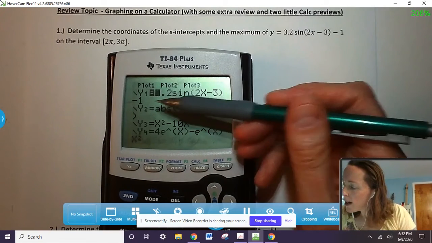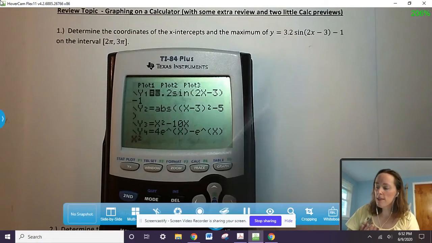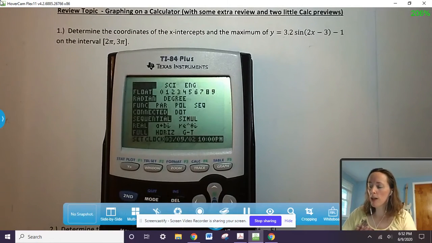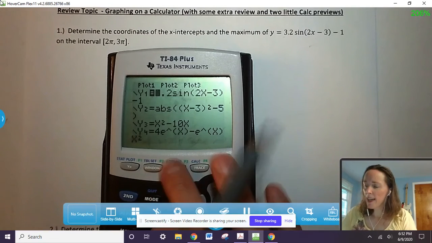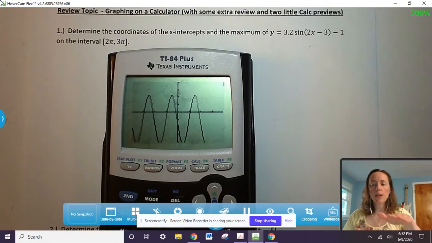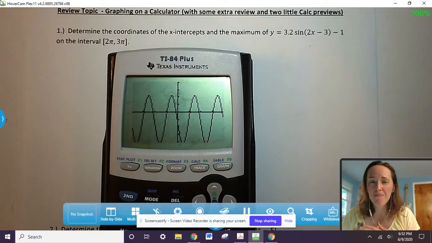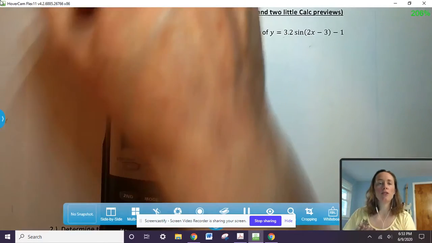So I want to graph 3.2 sine (2x minus 3) minus 1. Watch the parentheses. Make sure your mode is radians whenever you're graphing in trig. And you can do zoom standard or zoom trig. I guess I'll go zoom trig. If you have the slightly newer graphing calculator, your window is going to be a little longer than ours, but it's not a big deal because we're about to change the window anyway. Because we're told to do this on the interval from 2 pi to 3 pi.